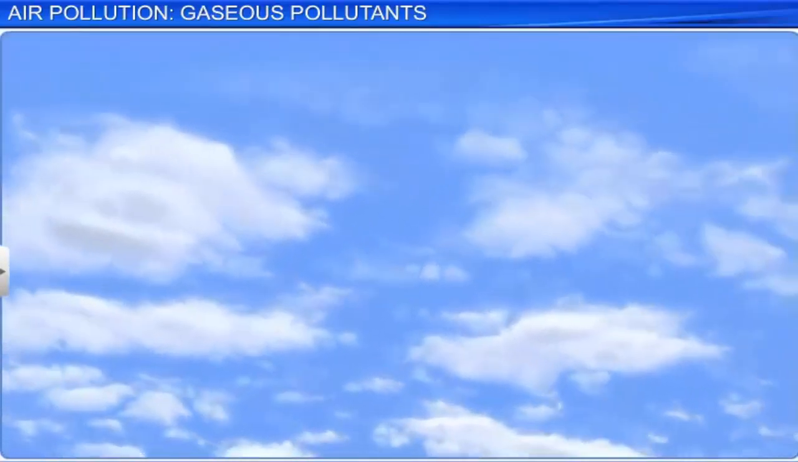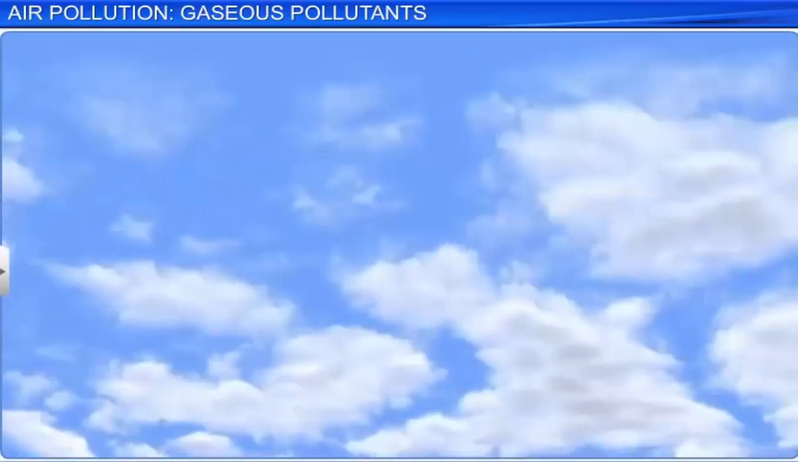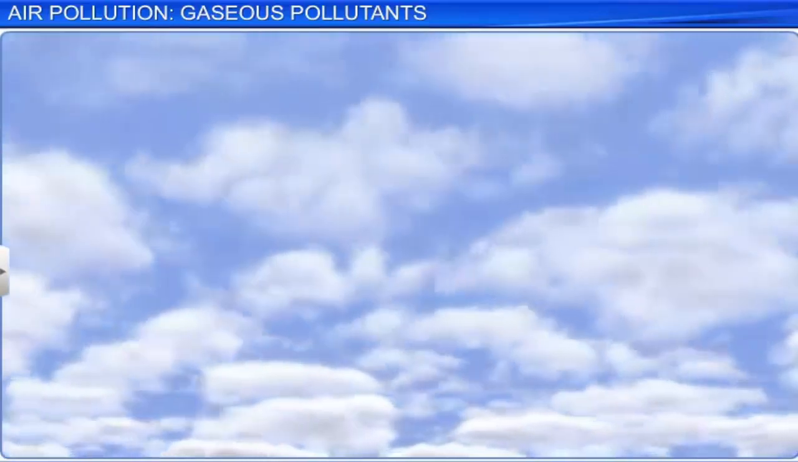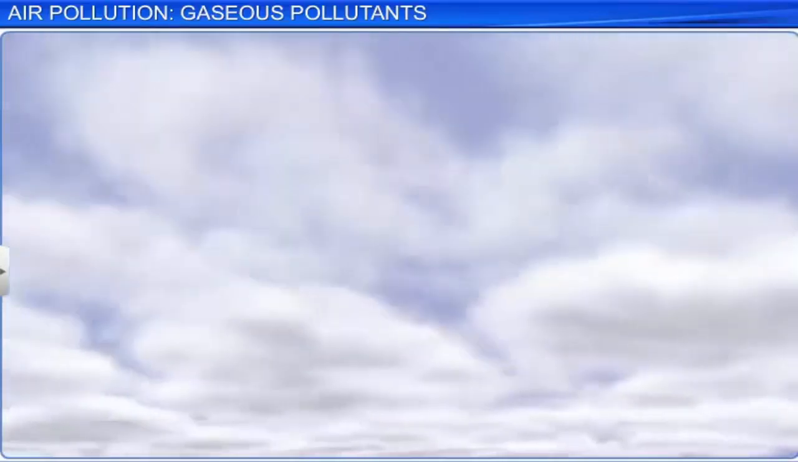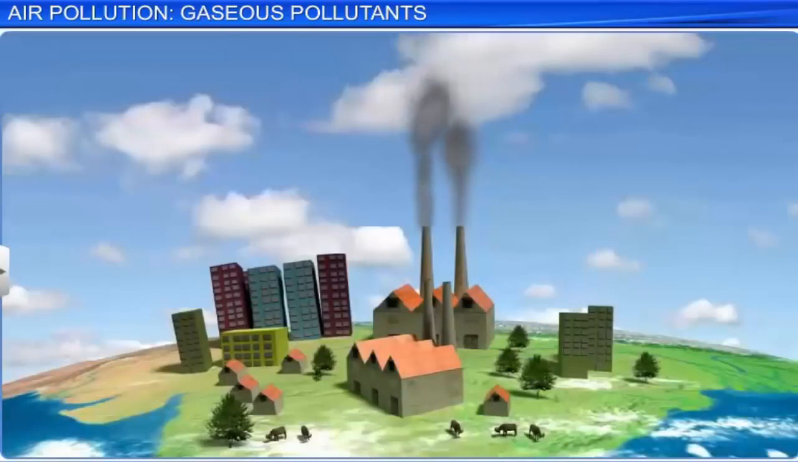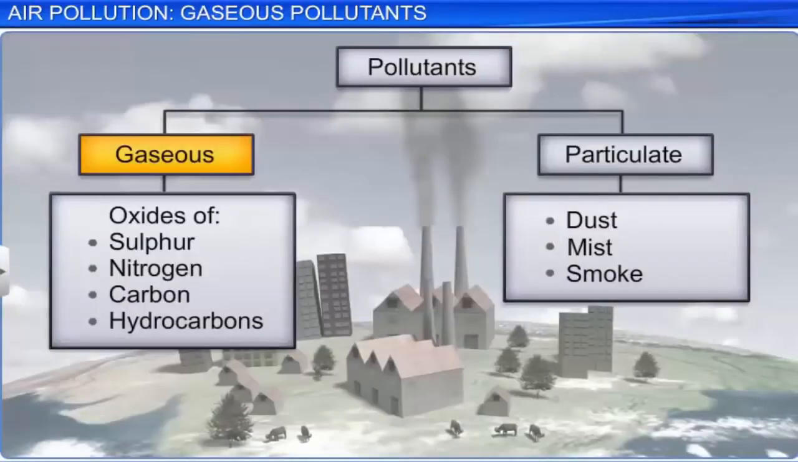Strong air movements and the formation of clouds takes place in the troposphere. Particulate matter and gaseous pollutants cause pollution in this region. The major gaseous pollutants of the atmosphere are harmful gaseous oxides, which include the oxides of sulfur, nitrogen, and carbon, besides hydrocarbons. The major particulate pollutants are dust, mist, and smoke.